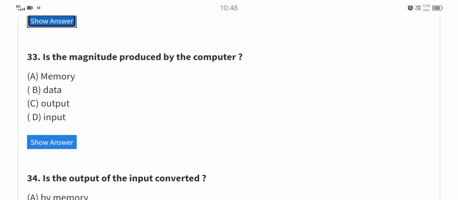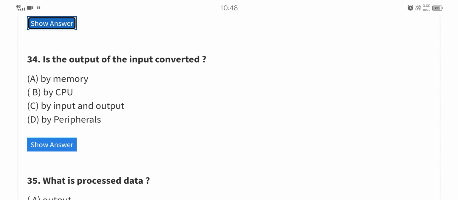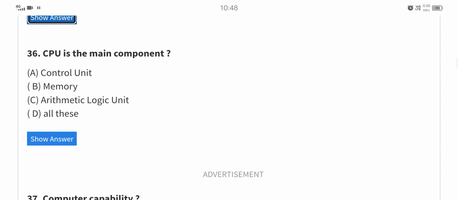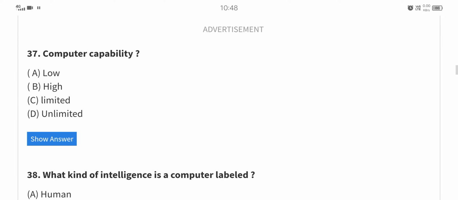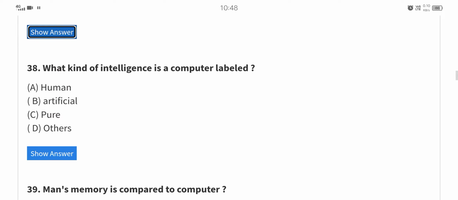Is the magnitude produced by the computer output? Is the output of the input converted by CPU? What is processed data? CPU is the main computer. All of these: control unit, memory, arithmetic logic unit. Computer capability is limited. What kind of intelligence is a computer called? Artificial.